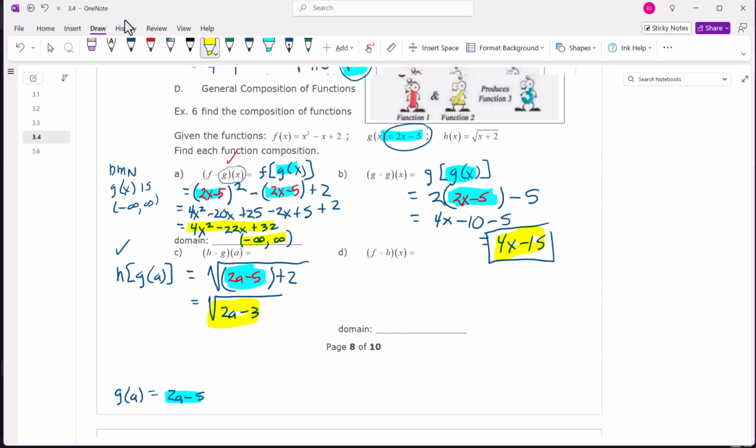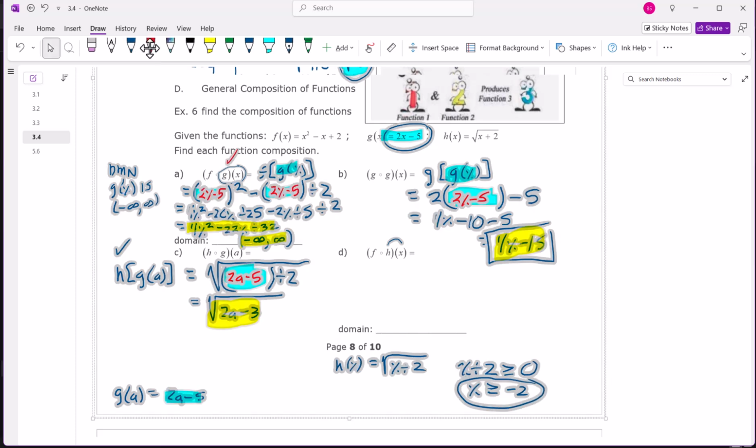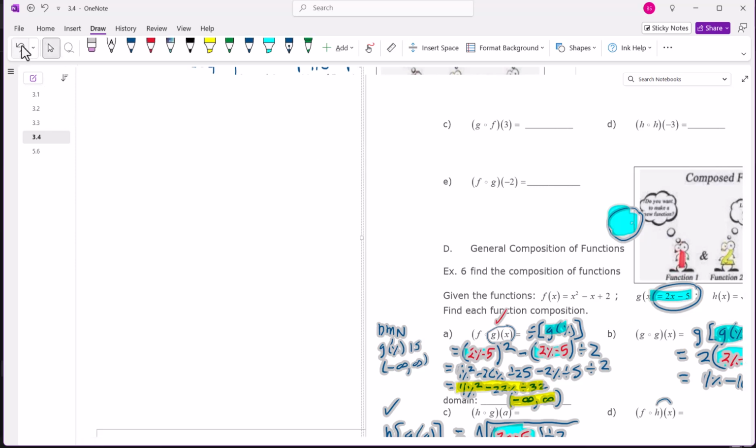Okay, and next thing on this one, when we do the domain on this, we have to start with h of x. So h of x is the square root of x plus 2. The way we find the domain of this is anything under a square root has to be 0 or bigger. So if we solve this inequality, we get x is greater than or equal to negative 2. That will be a part of the answer to the domain.